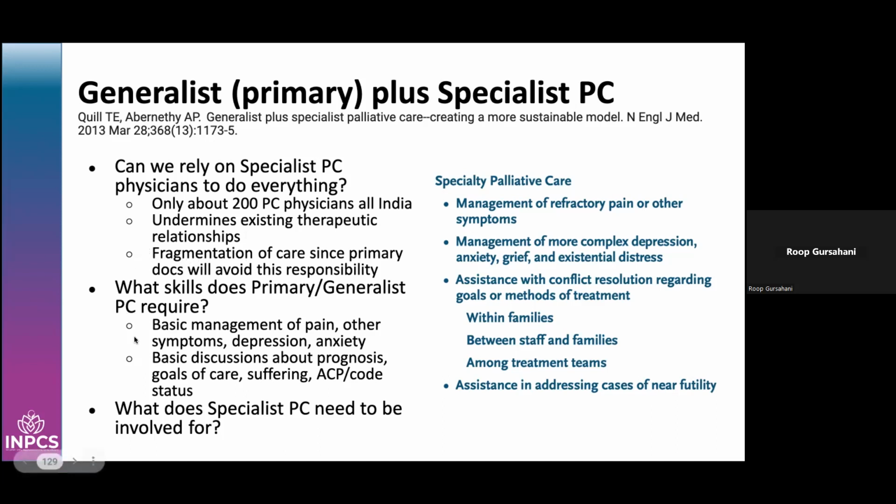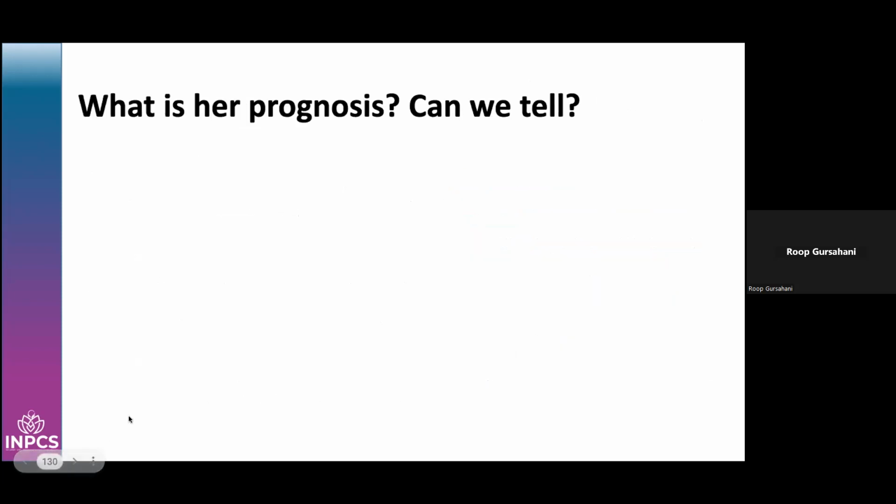So what are the skills that we require? I'm not going to go into the details, but we need to be aware of basic management and basic discussions. And we need to involve specialty palliative care, which means somebody who is exclusively practicing palliative care, for refractory symptoms, complex depression, existential distress, conflicts within families, even between staff and families, and sometimes amongst the treatment teams, and then come in when cases look near futile.